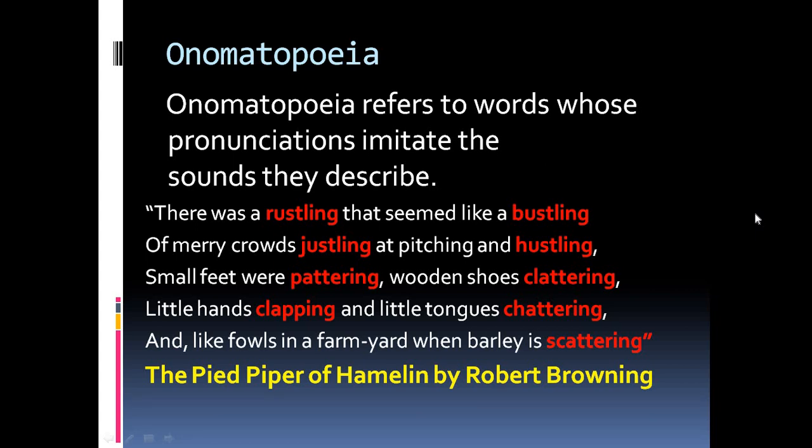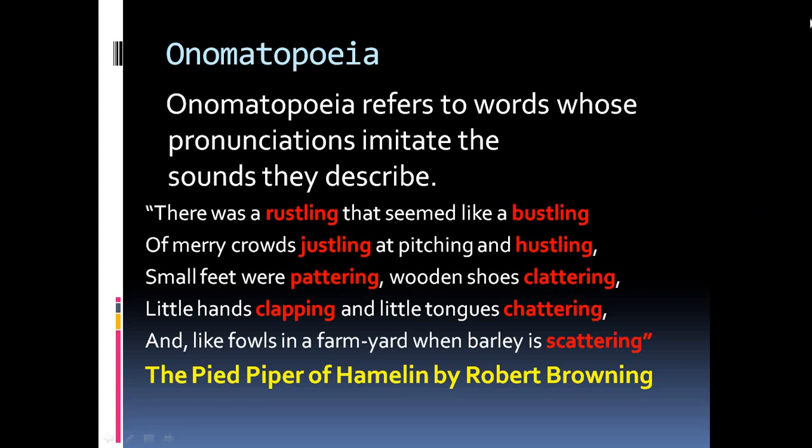So that is onomatopoeia. I have taken a very famous poem by Robert Browning, The Pied Piper of Hamelin. You can see these lines. There was a rustling that seemed like a bustling of many crowds jostling at pitching and hustling. Small feet were pattering, wooden shoes clattering, little hands clapping, and little tongues chattering. And like fowls in a farmyard when barley is scattering.